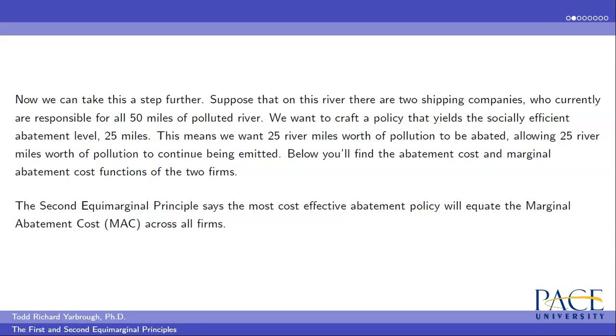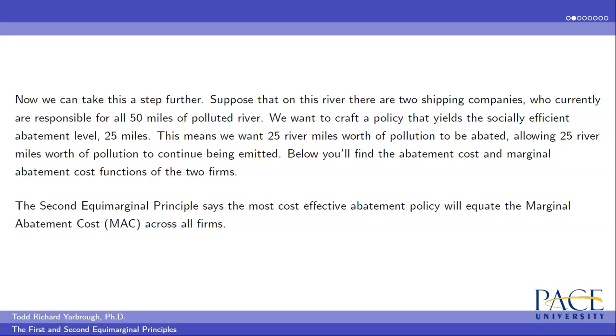So here what we're going to consider is that there are two shipping companies that operate boats on this river. And again, without any sort of environmental policy, we know that 50 miles of the river are going to be polluted. We also know from the first equimarginal principle that the socially efficient level of pollution is 25 units. This means we have an abatement goal. The goal of pollution reduction would be to reduce pollution by 25 river miles. So we want to allow pollution for 25 river miles. We want to abate pollution for the remaining 25 river miles.